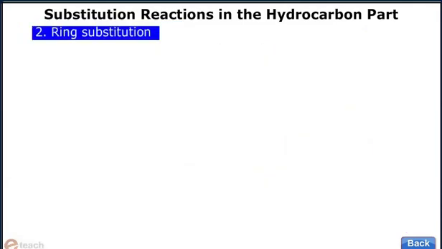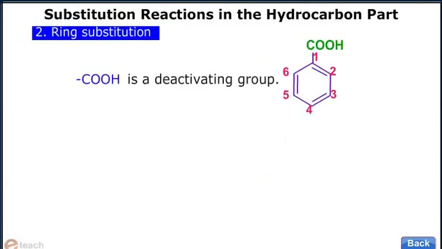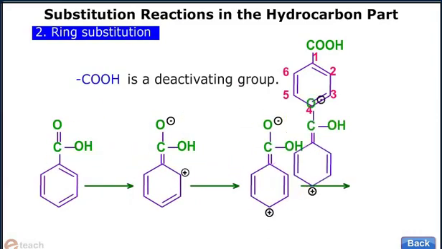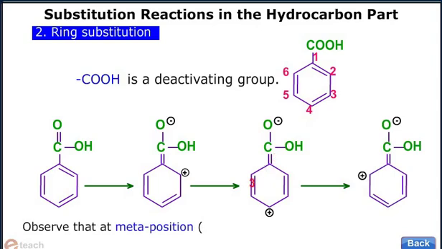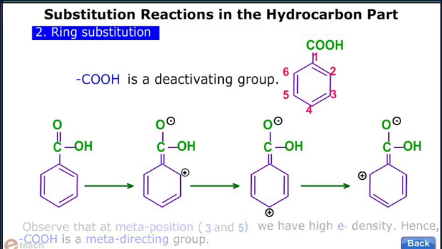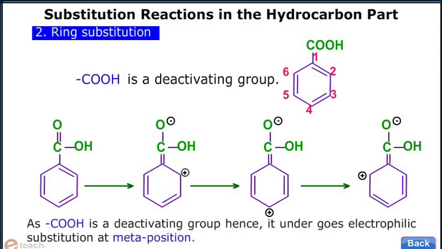The second one is ring substitution. COOH group is a deactivating group. Observe that at meta position, that is position 3 and 5, we have high electron density. Hence, COOH is a meta-directing group. As COOH is a deactivating group, hence it undergoes electrophilic substitution at meta position.